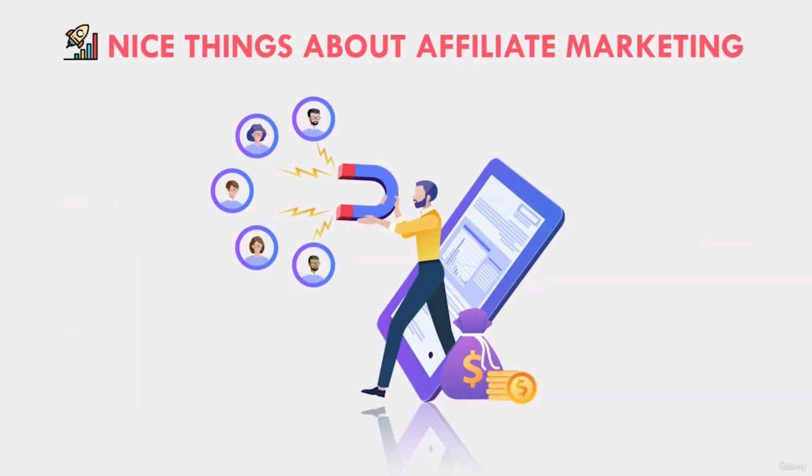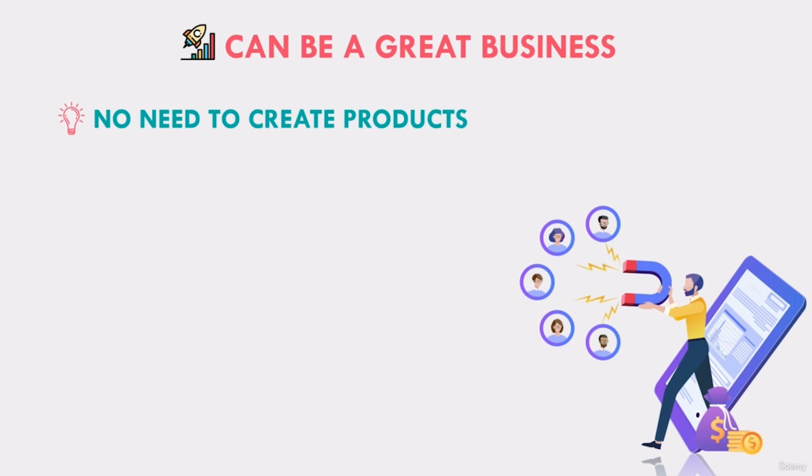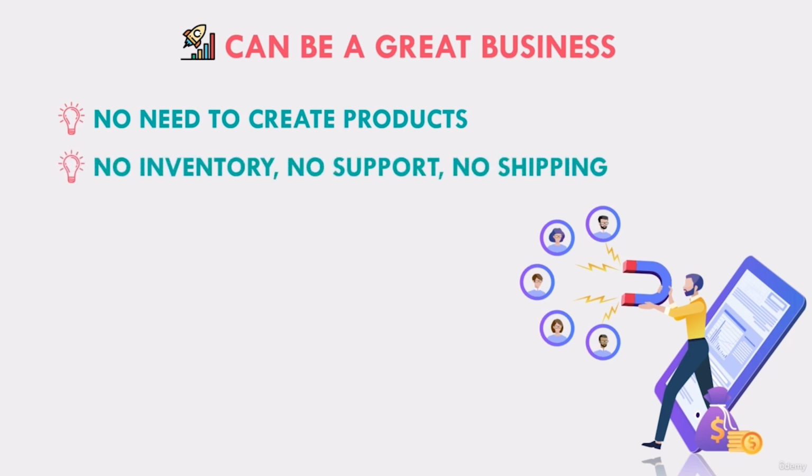In this video, I want to go over the nice things about affiliate marketing because it can be a really great business. I believe in it, I do it, and I've seen it work really well. I don't want to say that it's easy, but it is potentially good. You don't need to create any products. What does that mean? You don't have to manage your inventory. You don't have to provide customer support. You don't have to ship products. You don't have to do a whole bunch of things that almost all other businesses need to do.